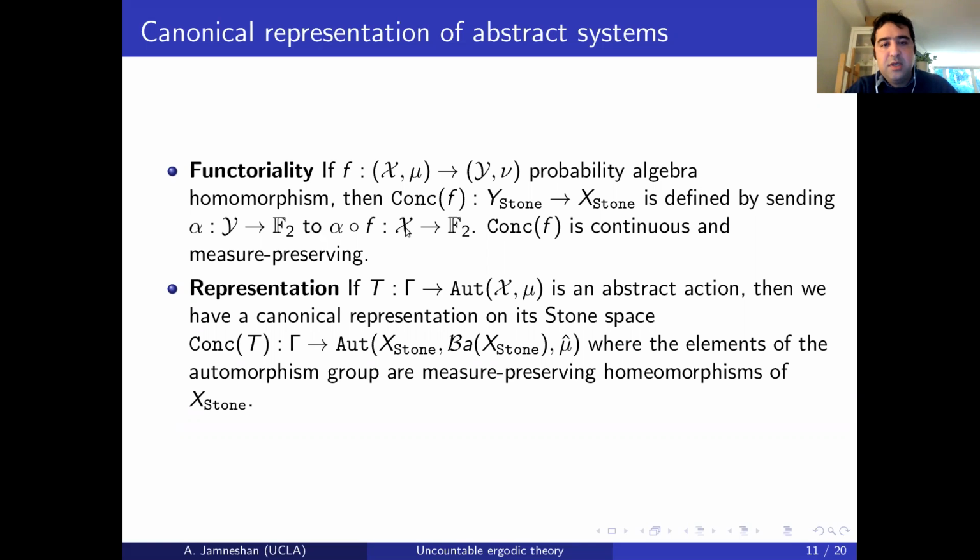functorial. So that's good, because it allows us to represent any abstract action in a canonical way. To any abstract action, we can associate a concrete action on its Stone space. And now all elements of this automorphism group will actually be homeomorphisms of the Stone space. So they are not only measurable, measure preserving point maps, but they have even the stronger property of also being homeomorphisms.